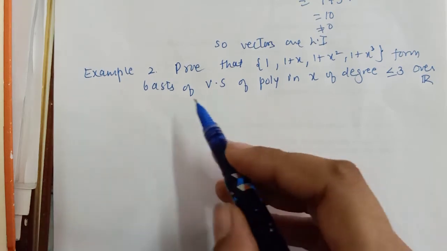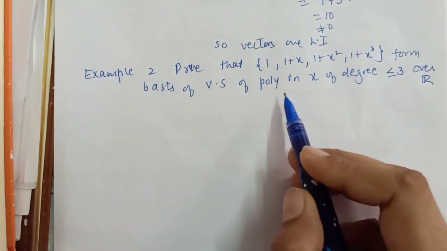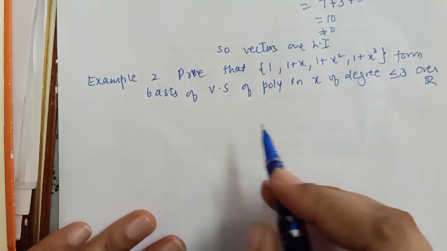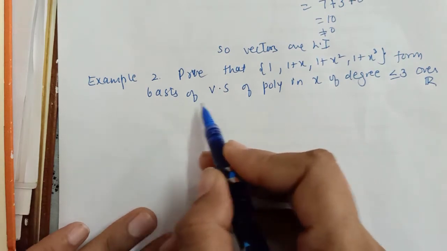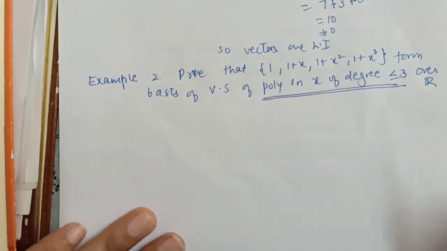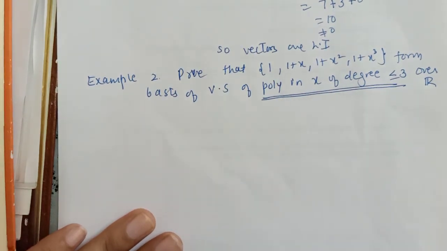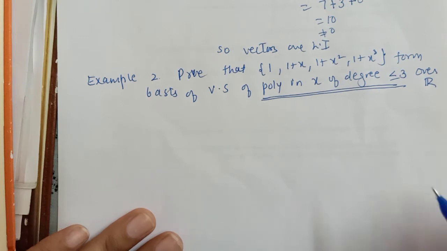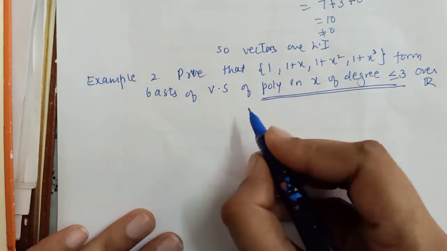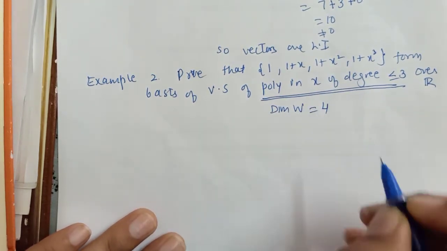So the next example is, we are to prove that this set forms the basis of the vector space of polynomials in x of degree less than or equal to 3. First of all, observe this vector space of polynomials in x of degree less than or equal to 3. It means all the polynomials of degree 0, degree 1, degree 2 and degree 3 are in this space. So what would be the dimension of this vector space? Of course it will be 4.